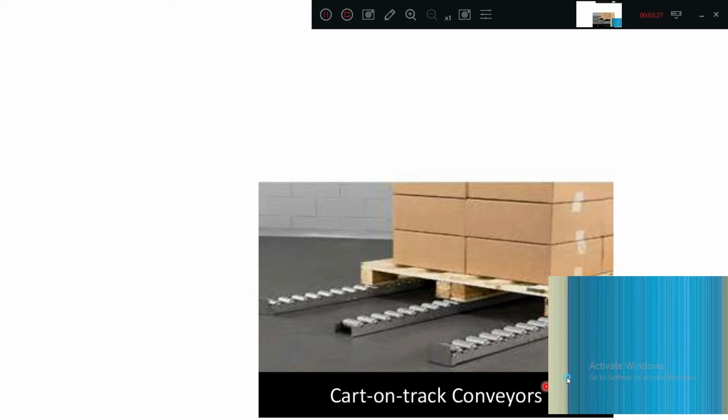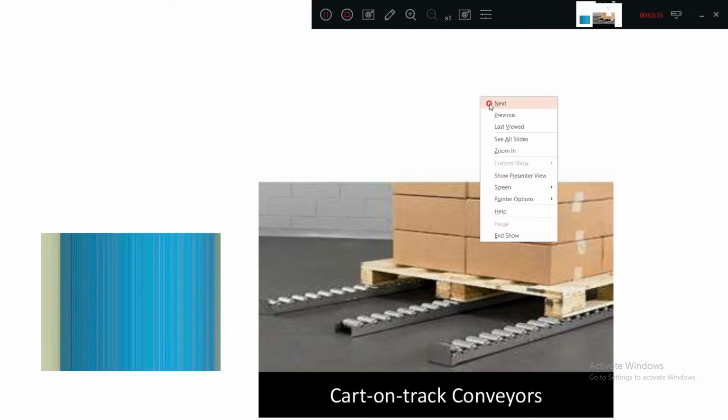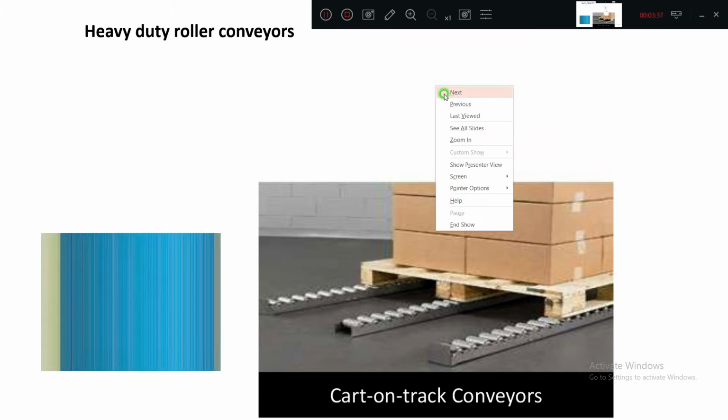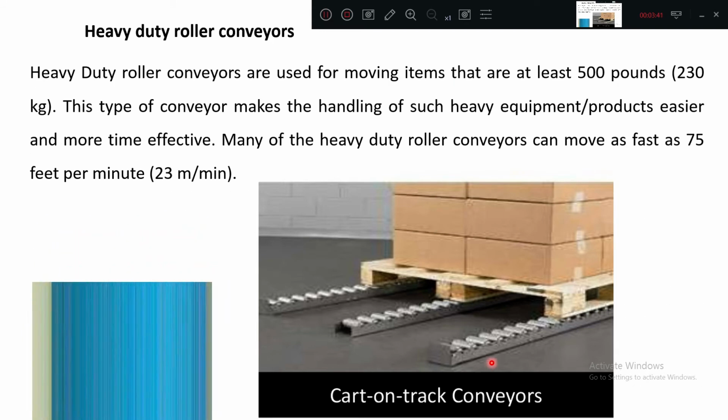Now here is one example of a carton track conveyor. These are generally heavy duty. These are called heavy duty conveyor systems. Can you see this one? Heavy duty roller conveyors are used to transport containers, okay, to transport the big containers. See this, heavy duty roller conveyors are used for moving items that are at least 500 pounds or 230 kg. So these are generally used in heavy movement.